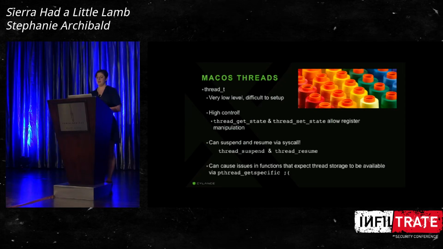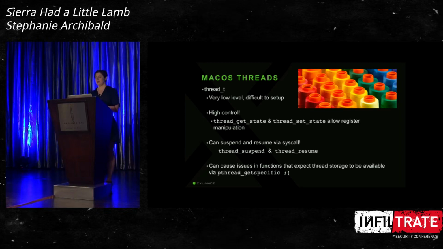On OS X, the type of threads that they use are called mach threads, and the struct related to those is called thread_t. They're super low level, they're difficult to set up, but they're also very, very flexible. You can set registers really easily with thread_get_state and thread_set_state. You can also use a kernel syscall to suspend and resume them, which is super helpful for what we're trying to do, right?